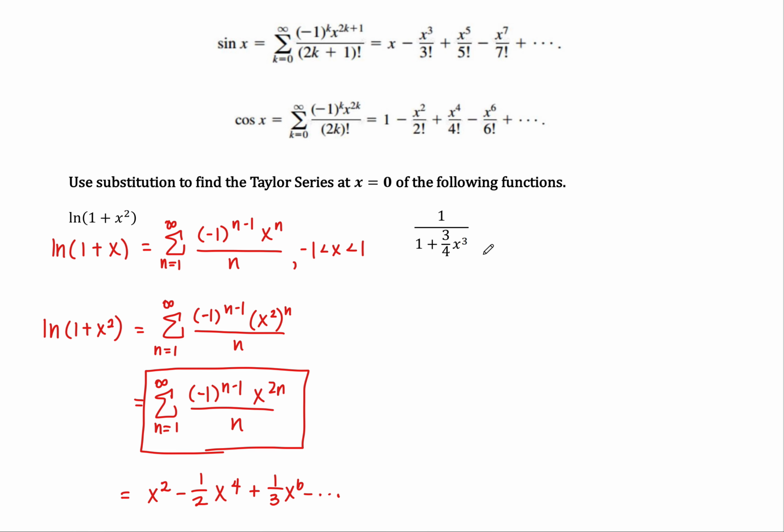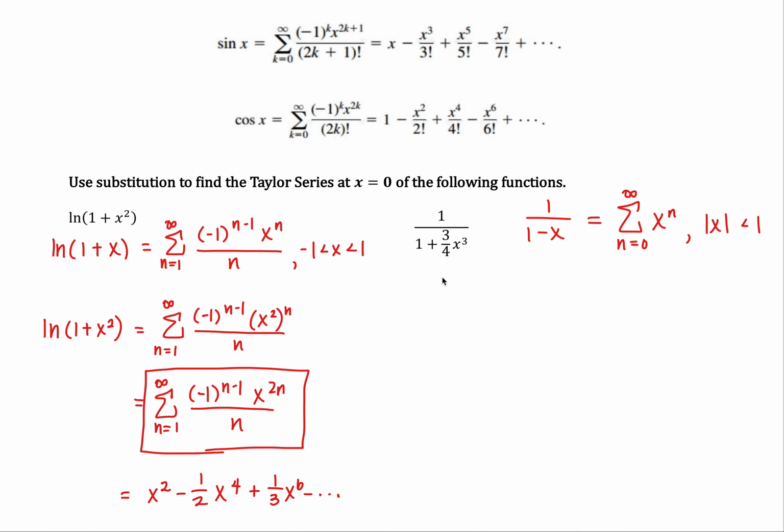And I'm going to do the same thing here with the second one. So we have 1 over 1 plus 3/4 x cubed. So again, from the previous section, we know that 1 over 1 minus x is equal to the series from n equals 0 to infinity of x to the nth power, where the absolute value of x is less than 1. It's just a geometric series there. So this should look familiar. It's just the sum of a geometric series. So we're going to take that and use it to help us here with this function.